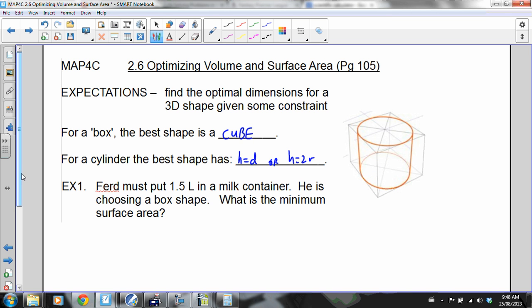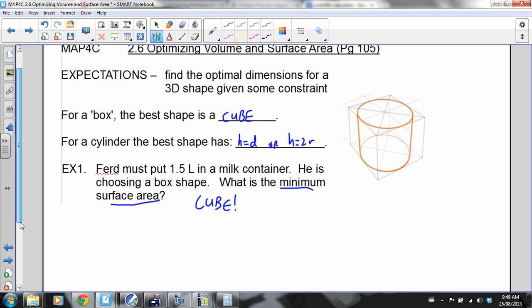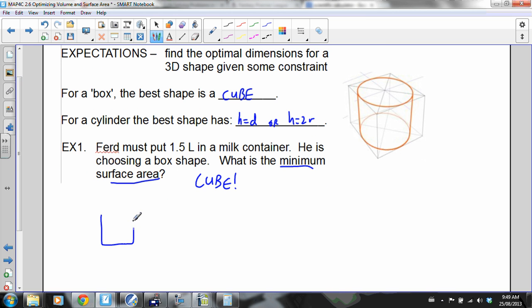And so what types of questions are we solving here? Well, here we go. Ferd must put 1.5 liters in a milk container. He's choosing a box shape, so he's not going to use a cylinder, he's going to use a box. What's the minimum surface area? Well, if there's no other constraints and it's a box shape, we know it has to be a cube, right? And so we're going to say Ferd's going to make a shape that's a cube.